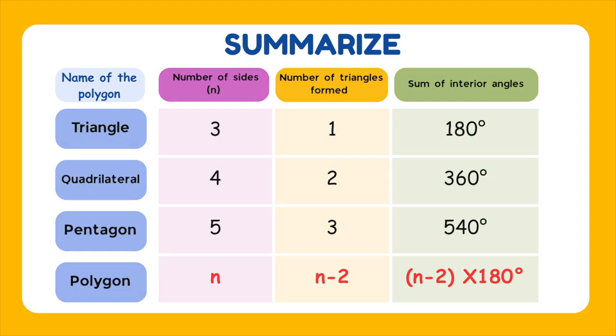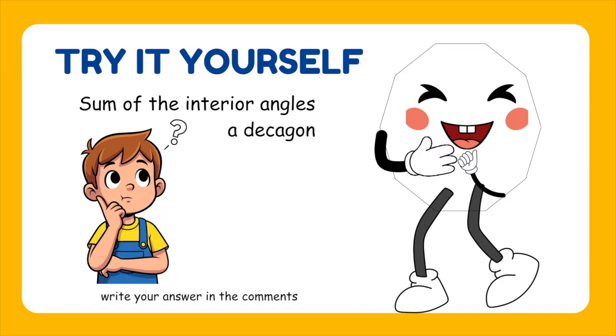I hope the concept is very clear to each one of you. Now, try it yourself. Sum of the interior angles of a decagon is equal to. Write your answer in the comments.